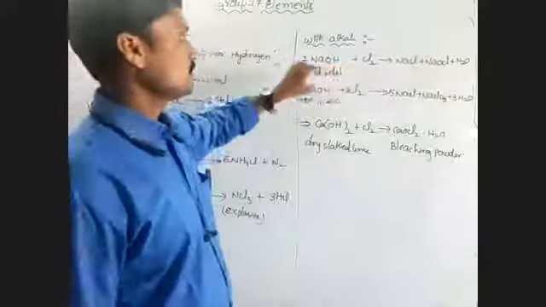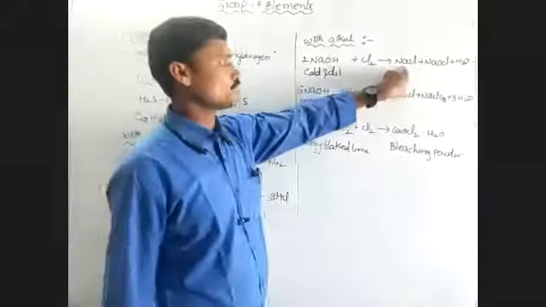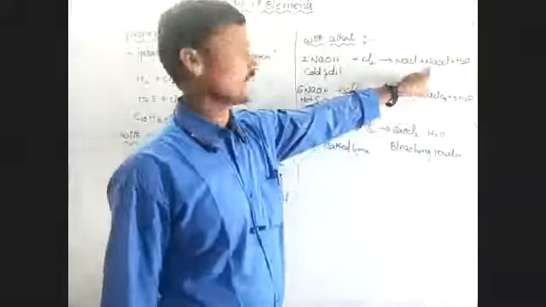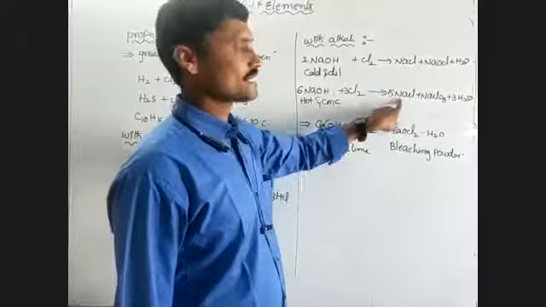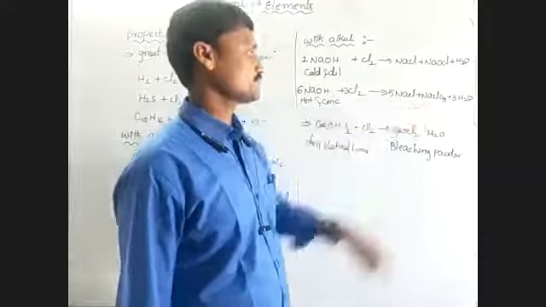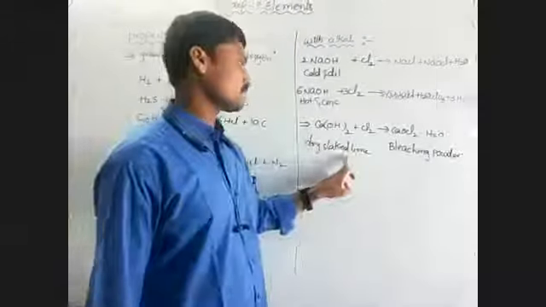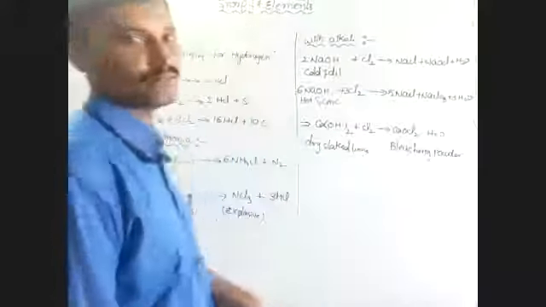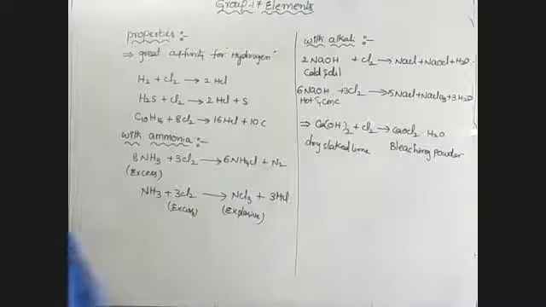Chlorine reacts with cold and dilute NaOH, it forms sodium chloride and sodium hypochlorite, and it reacts with hot and concentrated NaOH, it forms NaCl and sodium chlorate. This chlorine combines with dry slaked lime, it forms bleaching powder. Right.